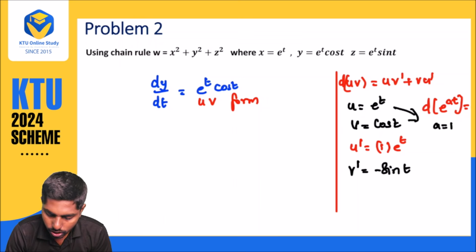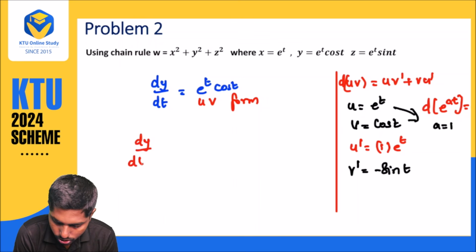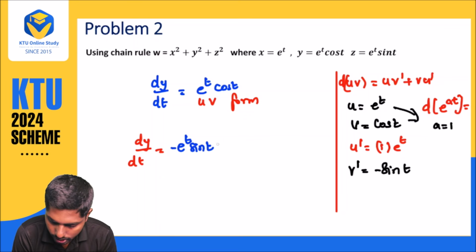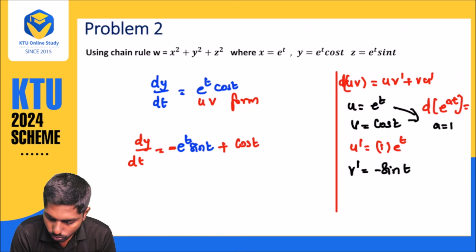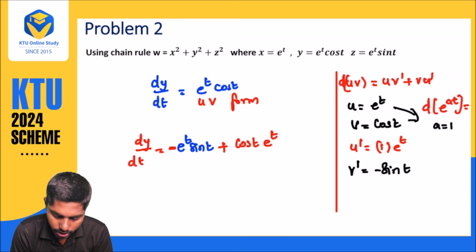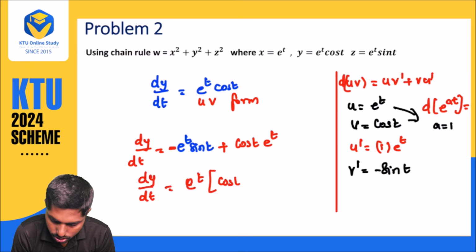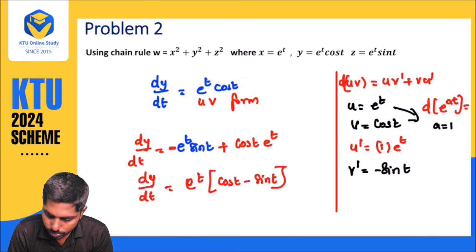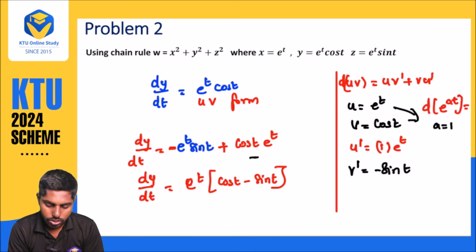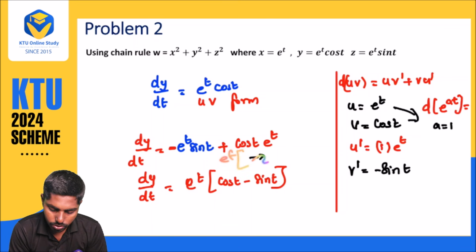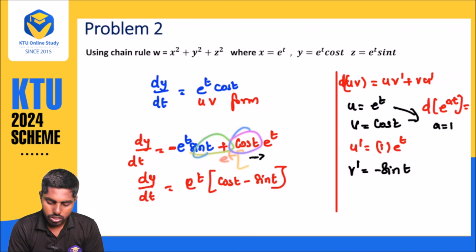Now just apply the formula. dy/dt is equal to u, which is e^t, times v', which is minus sin t, plus v, which is cos t, times u', which is also e^t. So we get dy/dt = e^t (cos t − sin t). I am taking e^t common outside, so it becomes cos t and sin t, and this minus sign comes here with sin t.